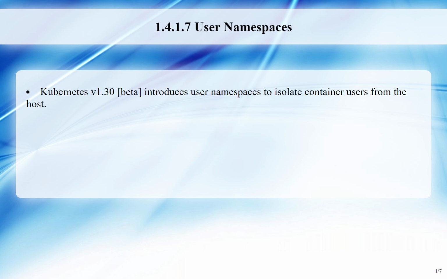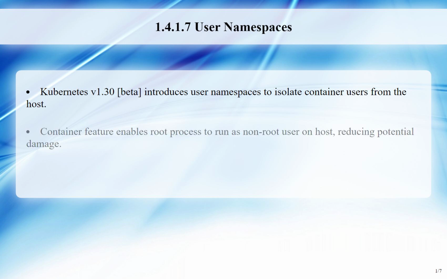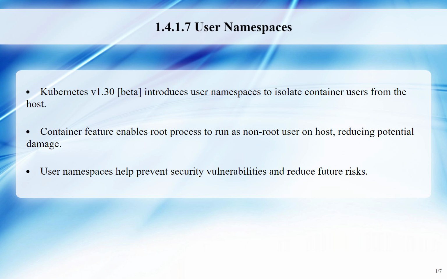Kubernetes v1.3 beta introduces user namespaces, which isolate the user running inside a container from the host. This feature allows a process running as root in a container to operate as a non-root user on the host, reducing the risk of a compromised container causing damage to the host or other pods on the same node. User namespaces can prevent exploitability of certain security vulnerabilities, with potential to mitigate future risks as well.